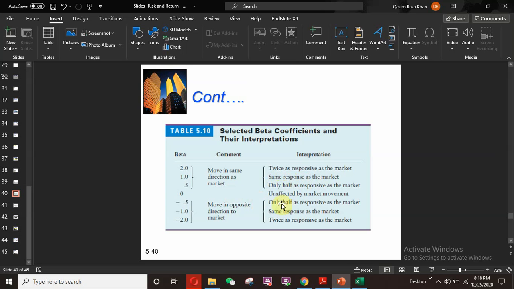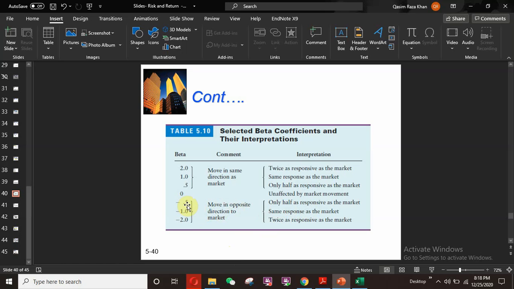इसी तरह 0.5 is only half as responsive as the market, unaffected by the market movements. When there is a negative beta, तो आपकी जो सिक्योरिटी के रिटर्न्स होते हैं they move in the opposite direction to the market. अगर मार्केट के रिटर्न्स इंक्रीज करेंगे तो आपके डिक्रीज करेंगे, अगर मार्केट के डिक्रीज करेंगे तो आपके इंक्रीज करेंगे. बेसिकली आपकी जो एसेट की रिटर्न्स की मूवमेंट है that will be in opposite direction to the market returns.